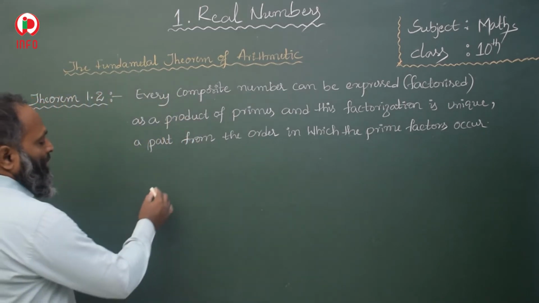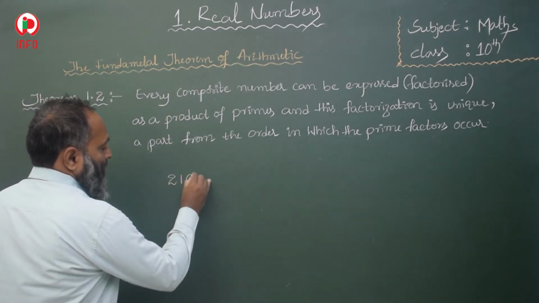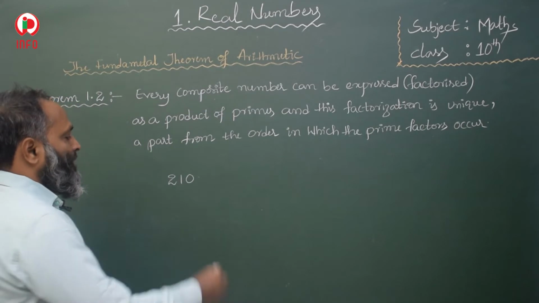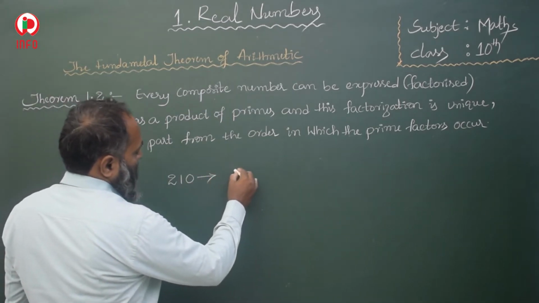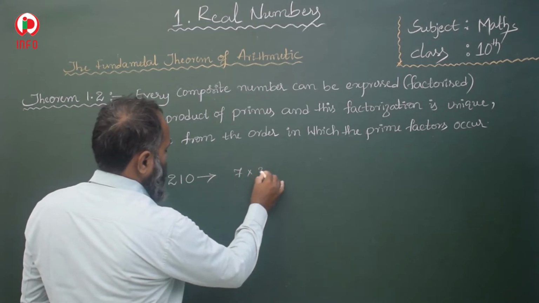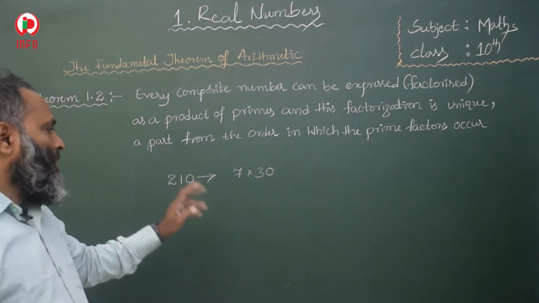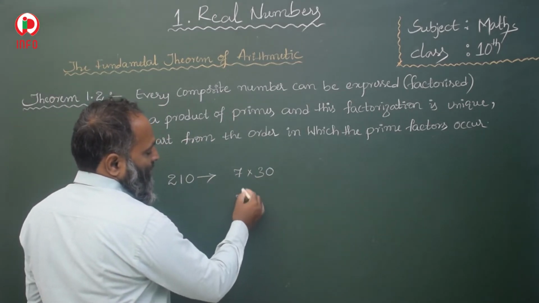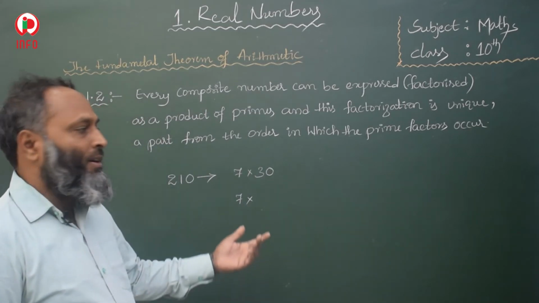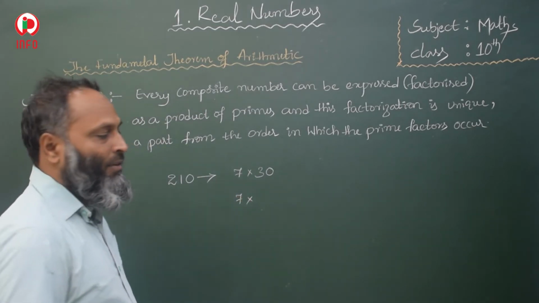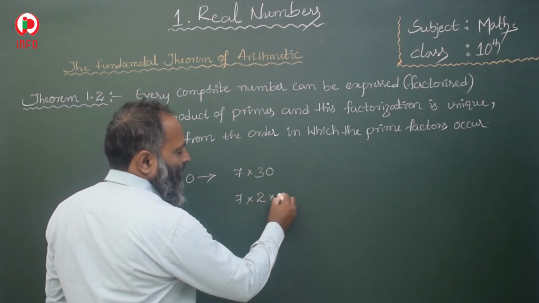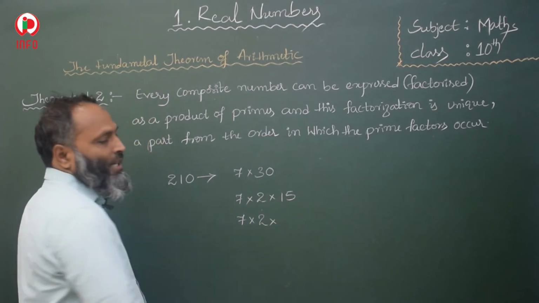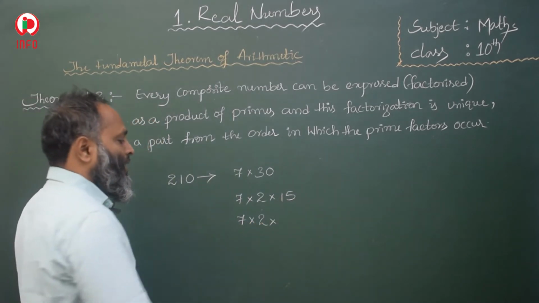For example, in your textbook he has given 210. How does he split it into prime factors? See here. 7 30s are 210. 7 is a prime number, so there is no need to split further. 30 is a composite number, so again we can split it: 2 15s are 30. 7 and 2 are prime numbers, and 15 is a composite number, so we can split it into 3 into 5.